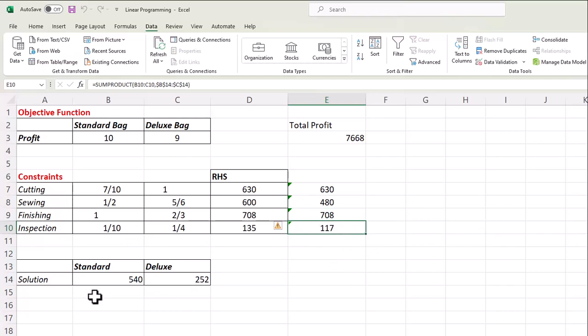And for that, we have the solution for standard bag that is 540 and deluxe 252. We can successfully create 540 standard bags and 252 deluxe bags with this amount of profit. So we have maximized the profit by reducing the hours. Now we will solve the same problem using RStudio.